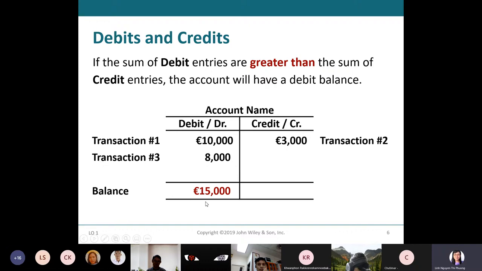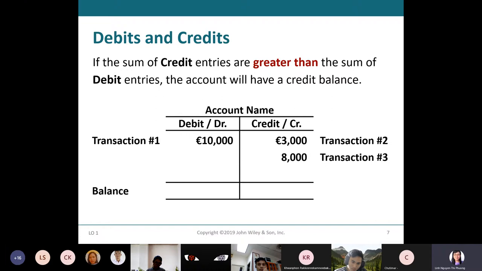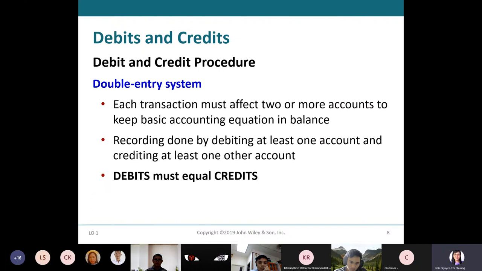Next. For example, in this account, the credit amount is more than the amount in the debit column. All right, so can anyone tell me what is the balance of this account? Credit. Yes, the balance will be on the credit side. How much? 1,000, good. It's because 3,000 plus 8,000 minus 10,000 will give you 1,000, okay?